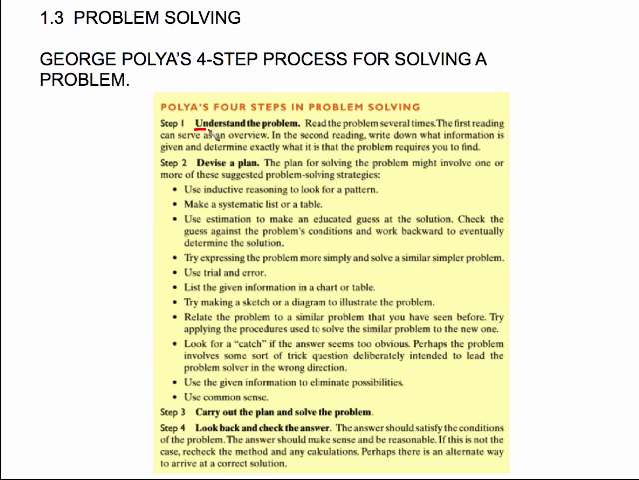This is George Polya's four-step process for solving a problem. First off, you need to understand the problem, which means read the problem several times. Read it one time all the way through for an overview, and then start reading it piece by piece and write down some information, kind of like shorthand stuff. You'll see what I mean in a minute.